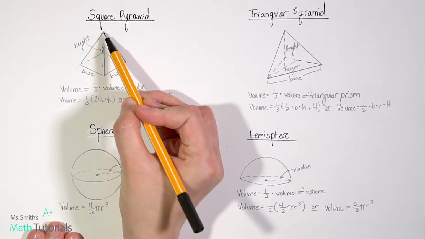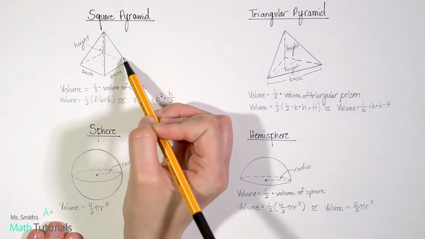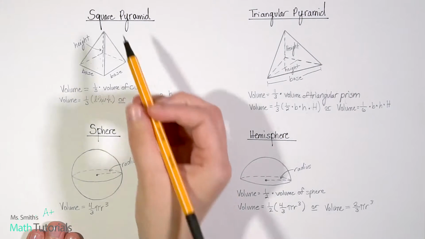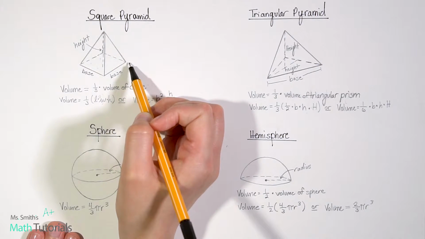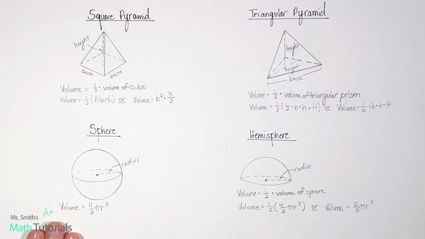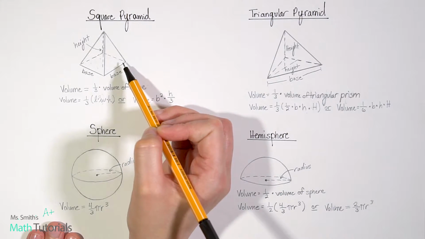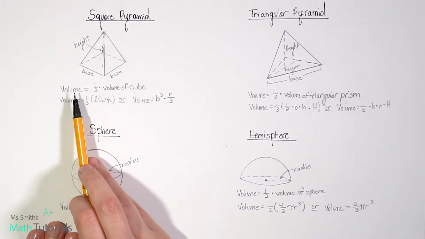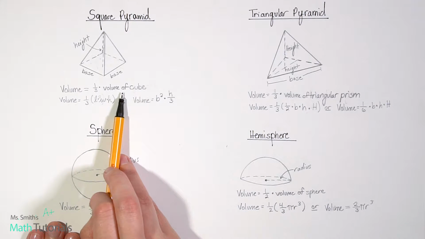Meaning if I were to complete it on this side and complete it on that side. And again, it can be kind of hard to see until you really visualize it. But if I were to complete the square pyramid on both sides, I'd end up with a cube. So if I know that a square pyramid is just 1/3 of a cube, then I can apply that to my volume formula. So the volume of a square pyramid is just 1/3 times the volume of a cube.